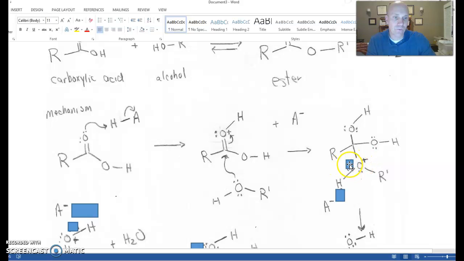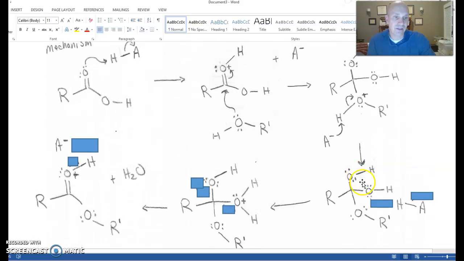So what's going to happen here is that the A minus, and it doesn't necessarily have to be this exact A minus, but there's going to be some A minus floating around in the solution, can act as a base that can attack this H plus right here. When that happens, the electrons that were in that bond are going to go onto that oxygen. That then makes this structure right here. Notice there's no longer a positive charge on that oxygen because it's got the two lone pairs.